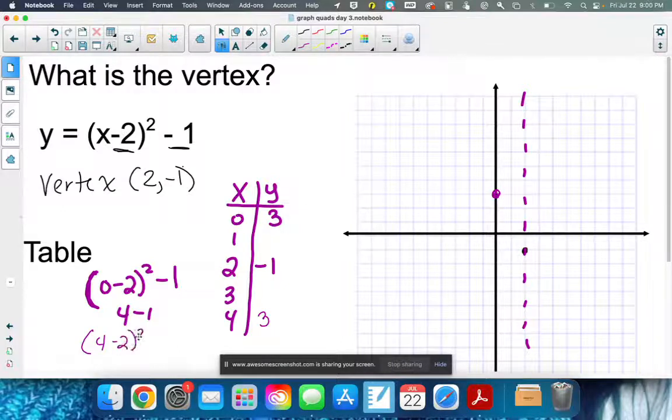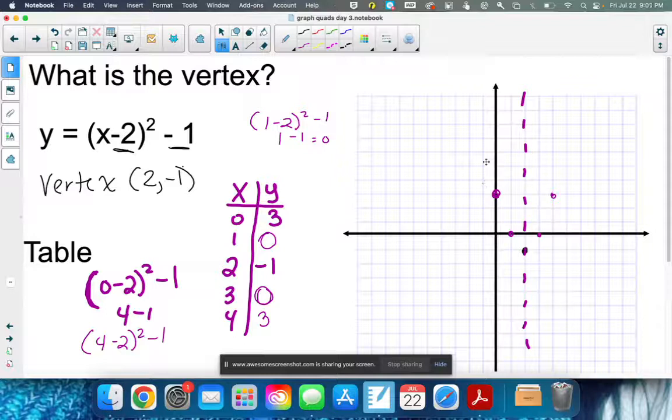4 minus 2 squared minus 1. Yep, that's 4 minus 1. That's 3. All right, substitute in 1. 1 minus 2 squared minus 1. All right, 1 minus 2 is negative 1. Negative 1 squared is 1. 1 minus 1 is 0. So if I get 0 here, I should also get 0 here. So 1, 0, and 3, 0. Oh, and I forgot 4, 3.